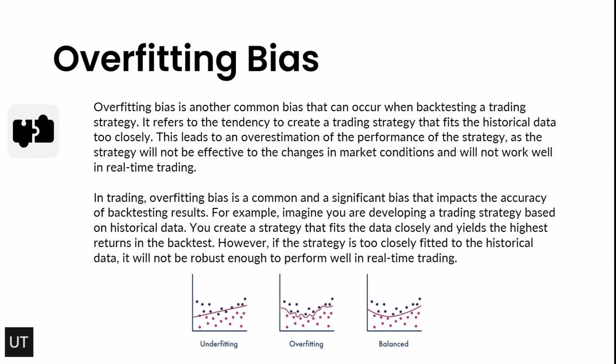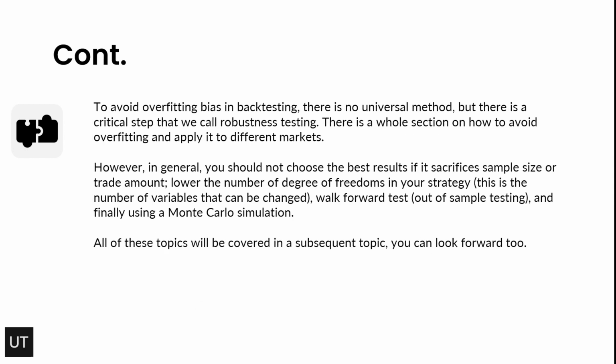For example, imagine you are developing a trading strategy based on historical data. You create a strategy that fits the data closely and yields the highest returns in the whole backtest. However, if the strategy is too closely fitted to the historical data, it will not be robust enough to perform well in real-time trading. To avoid overfitting bias in backtesting, there is no universal method. There is a critical step that we call robustness testing. This is a whole section on how to avoid overfitting and apply it to different markets.